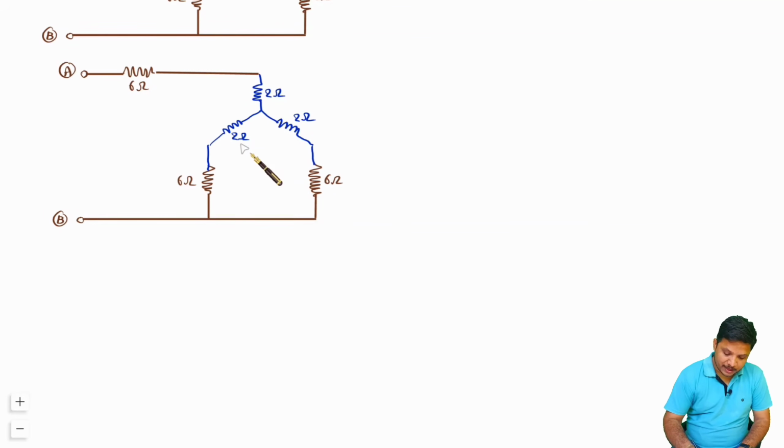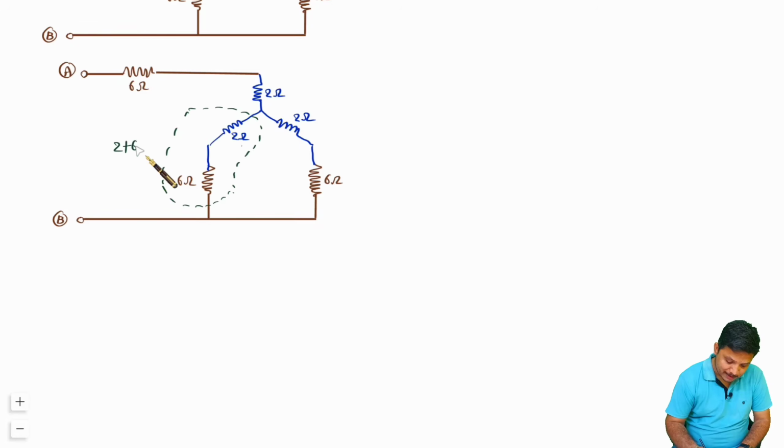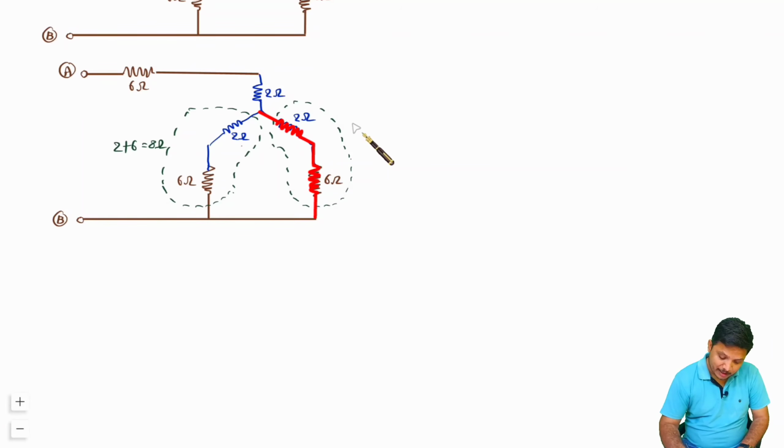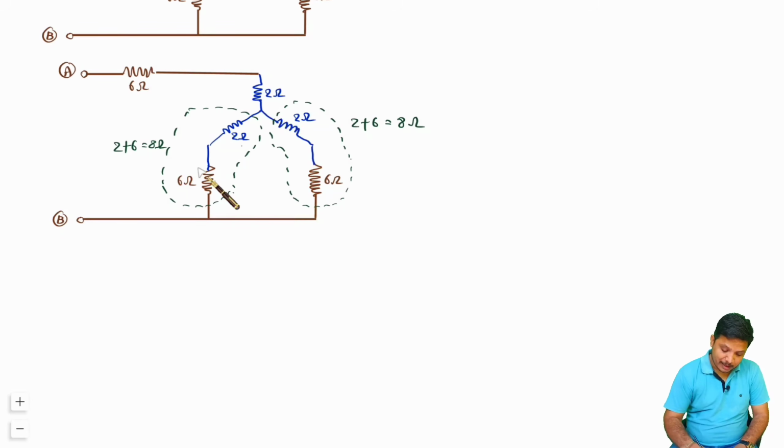So now we have converted that delta into star, with an equivalent of 2 ohm resistance in each arm of the star network, right? Now when you want to solve this, first we will have to identify series and parallel. So here you can see we have a series connection of 2 and 6. So that will be 2 plus 6 equals 8 ohm. And now you see here we have another series connection. So that will be 2 plus 6 equals 8 ohm. And these two are in parallel with each other, as you can see.